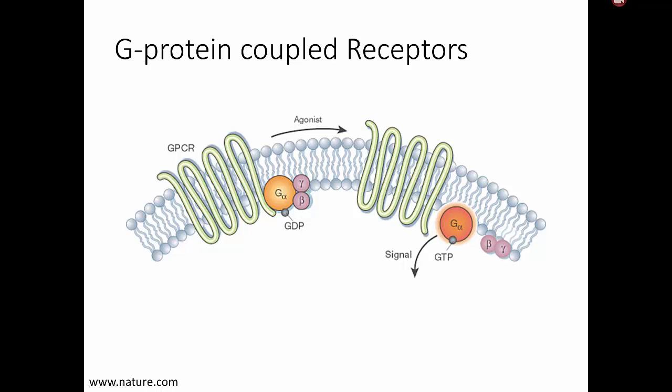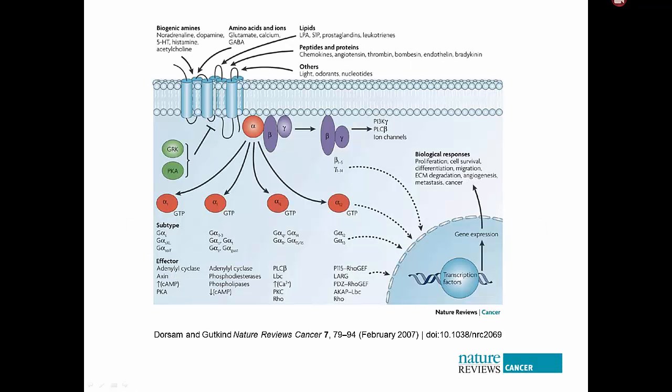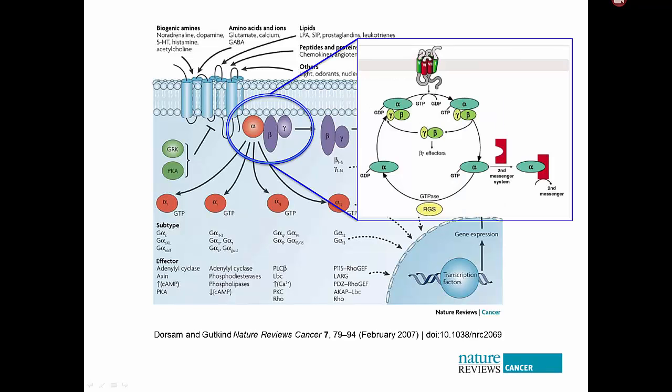This is important to note, as the release of the ligand may not necessarily mean that the G-protein is deactivated, because as long as GTP is bound, the signal will continue. Here is an overall schematic of GPCR signaling. As you can see, there are many types of ligands GPCRs can bind. Once bound, the G-protein is activated.